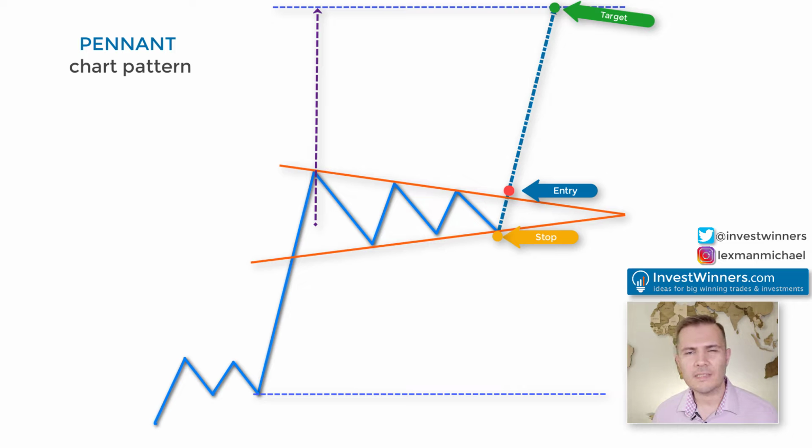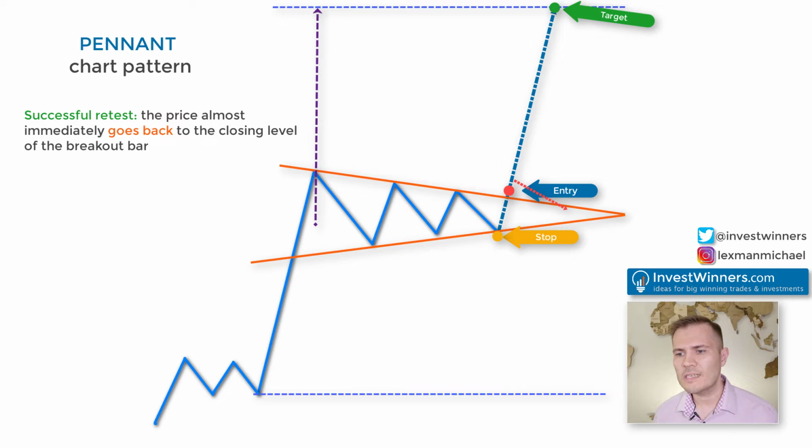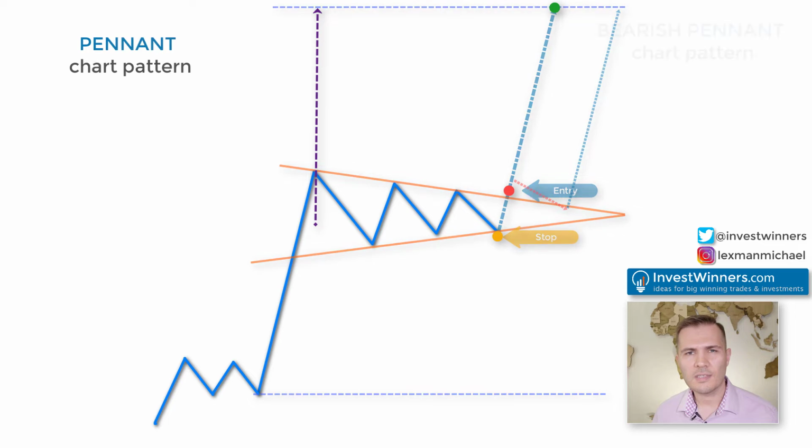It often happens that after the breakout, a retest takes place at the level above the pattern's upper trend line. It means that after the breakout, the price drops again to the upper trend line or a bit lower. The retest is considered successful when the price almost immediately goes back to the closing level of the breakout bar. And after a successful retest, the price goes steadily up.